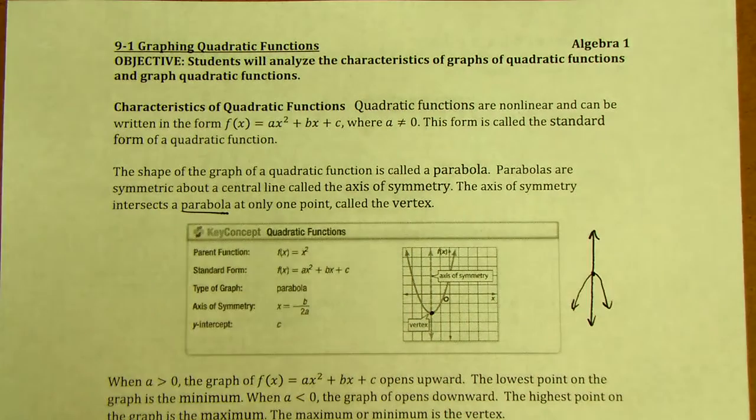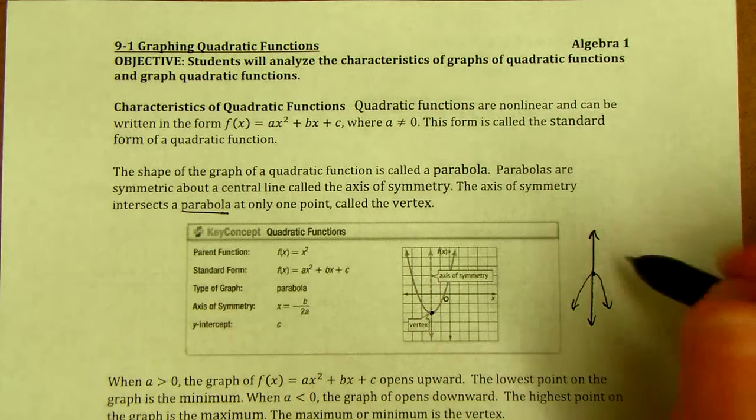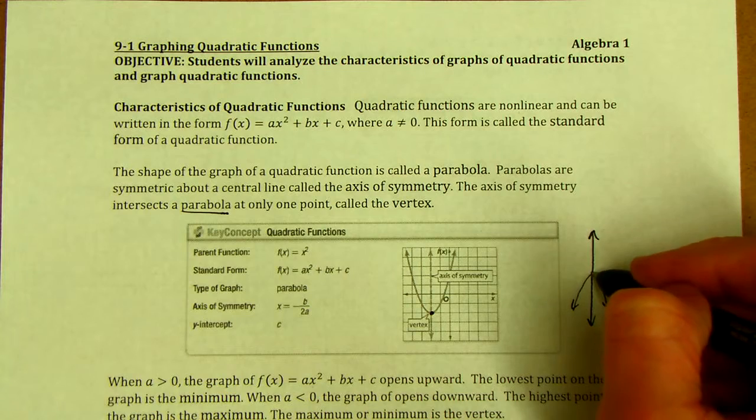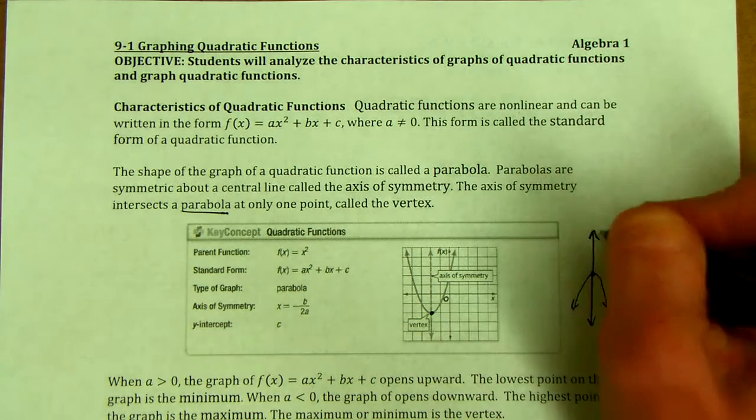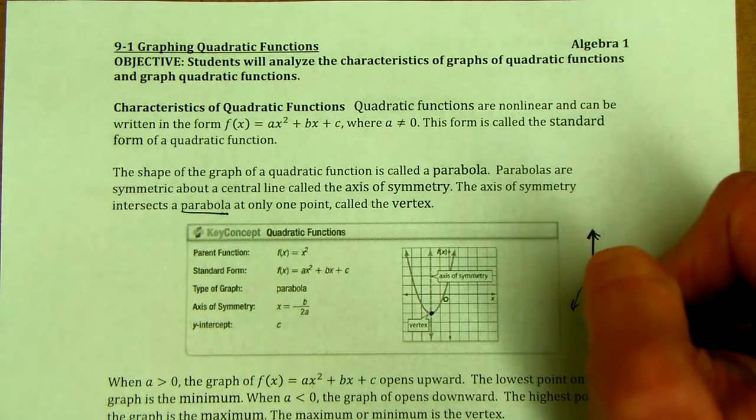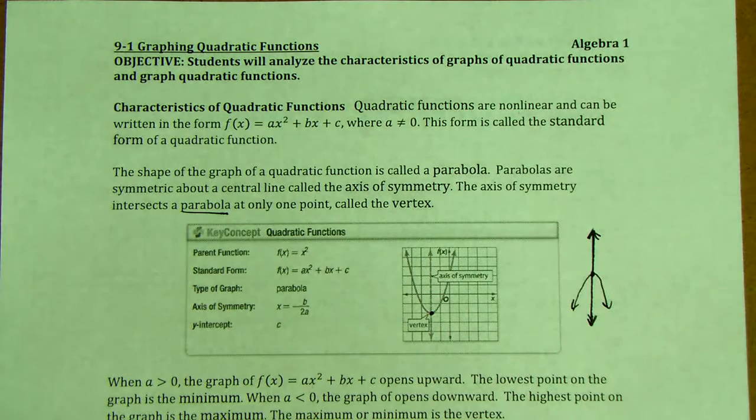So whatever x coordinate of your vertex is, that is your axis of symmetry. So x equals whatever it might be. There is a formula to calculate that given any quadratic function.